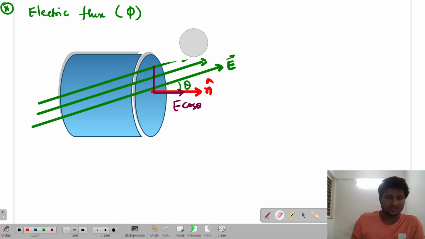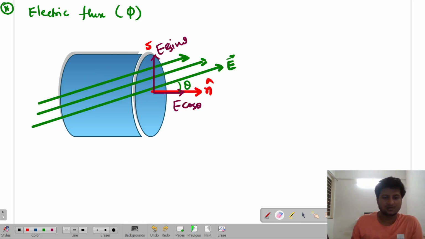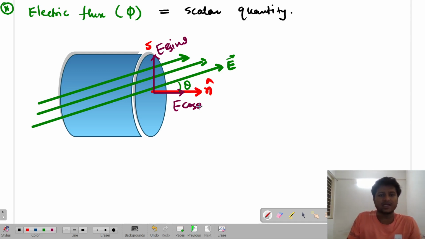Let us make it very clear in a much greater sense. Or should I just leave it this way? Okay, let us leave it this way. So electric flux, first of all, is a scalar quantity, although my electric field and normal are vector quantities. Are you able to get me or not?